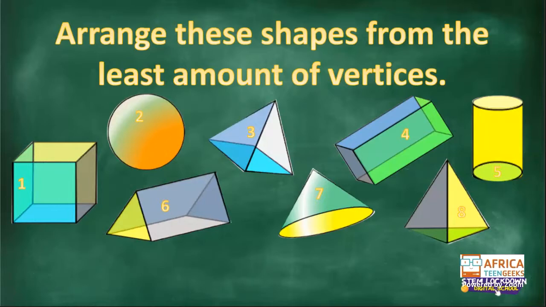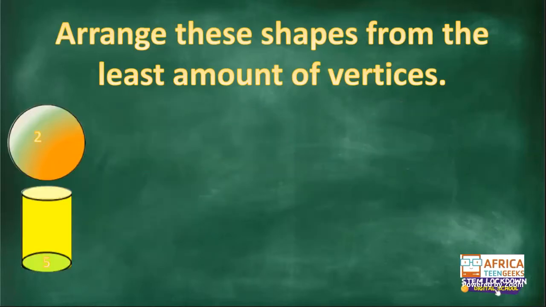And Praise, you have it. You said 2. Ooh, there's another one. Did anyone say 2 and 5? No. Remember, a cylinder also has no vertices. Sorry guys, if you give the answer after I've revealed it, it doesn't count. All right.